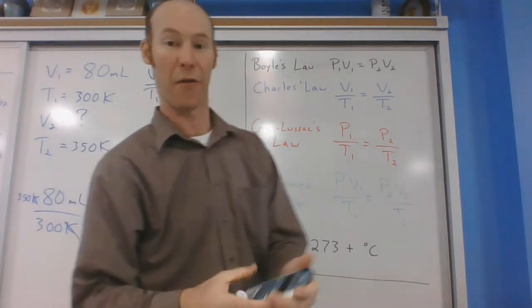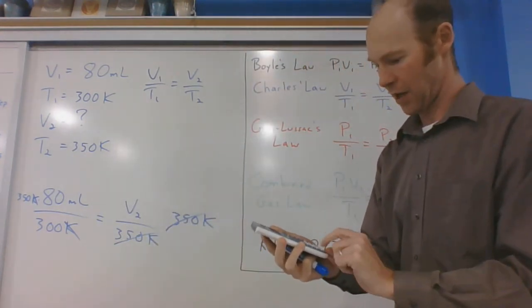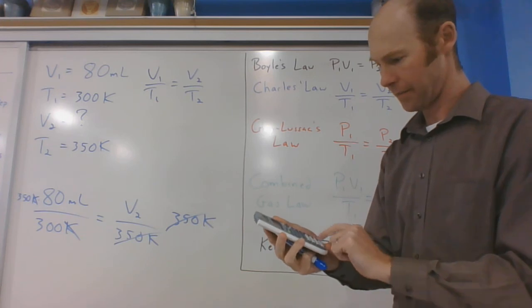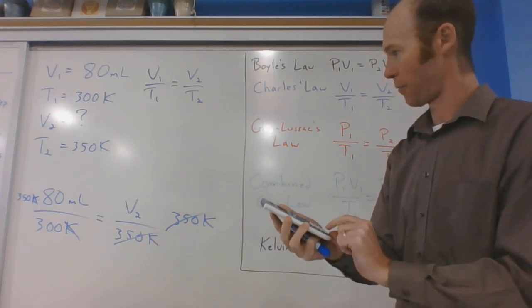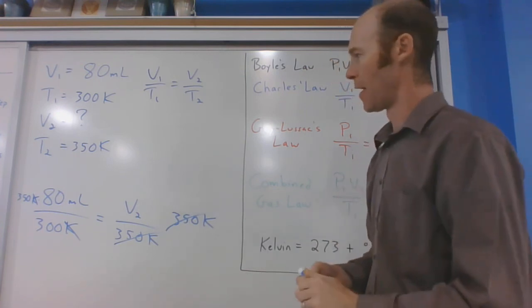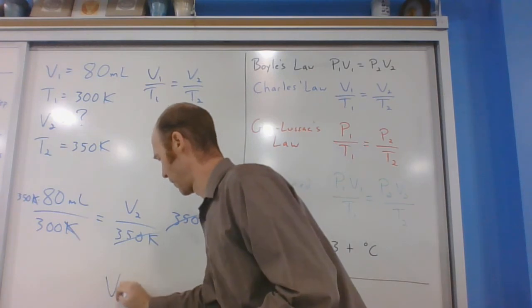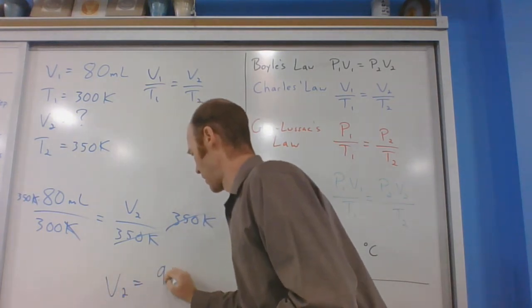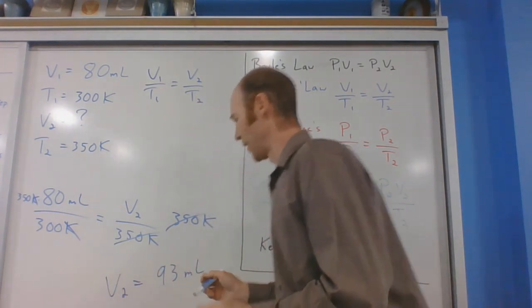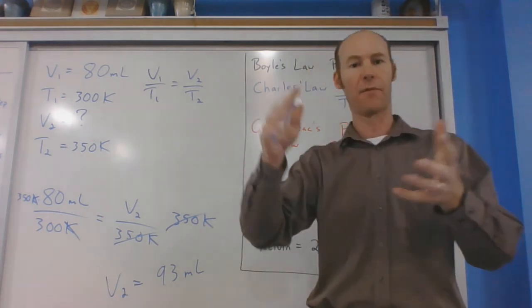I need to do some math in my head. 100 and something? Let's see. 350 times 80 divided by 300. And wow, it's close. 93.3. And really only have two sig figs. So I'm going to say for a final answer, the volume is going to be 93 milliliters. And there you have it. The higher temperature, bigger volume.